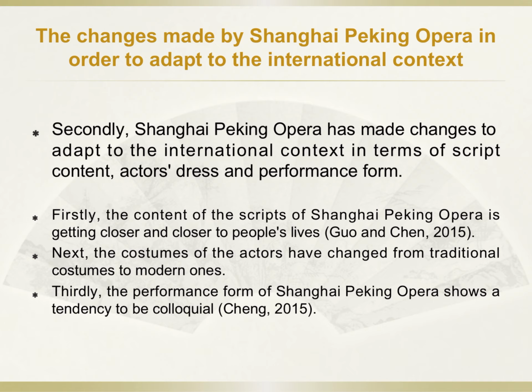For example, firstly, the content of the scripts of Shanghai Peking Opera is getting closer and closer to people's lives. This is mainly reflected in paying attention to reality and current affairs. Thereby, Shanghai Peking Opera accurately and timely reflected many aspects of social life at that time, especially some major events that were of great concern to the public.